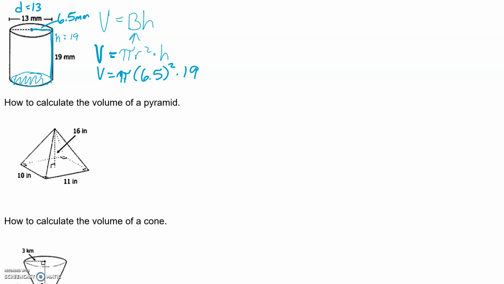Now for an exact answer, to leave in terms of pi, we would end up multiplying 6.5 squared times 19, and we would end up with 802.75 pi. Now that's an exact answer, or in terms of pi, if something asks for that. If I were to use pi as approximated to 3.14, then our overall solution is going to end up being 2,520.64 millimeters cubed.